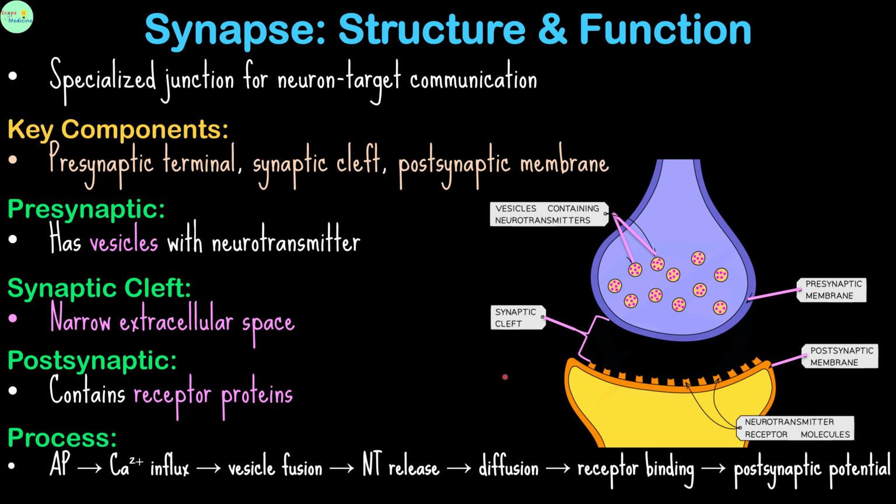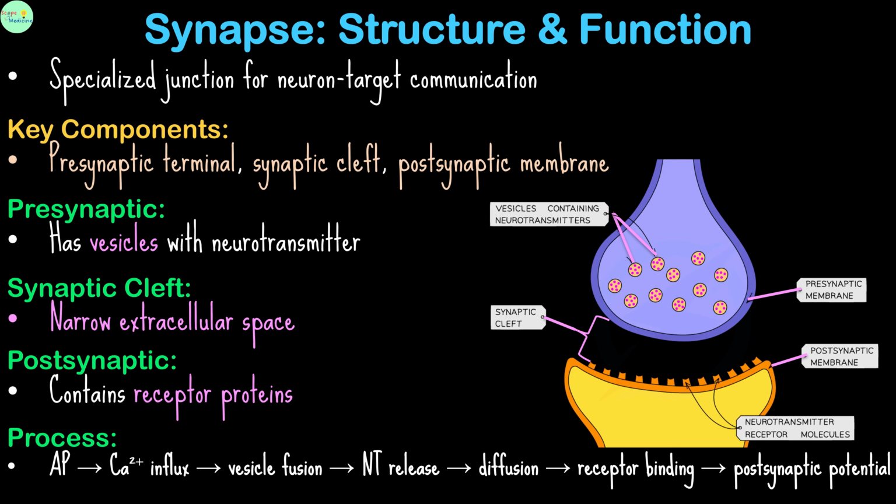The sequence of synaptic transmission is precise. An arriving action potential depolarizes the presynaptic terminal, opening voltage-gated calcium channels. Calcium influx causes synaptic vesicles to fuse with the membrane and release their neurotransmitter into the cleft. The neurotransmitter diffuses across and binds to receptors on the postsynaptic membrane. This binding directly or indirectly opens ion channels, generating a local change in membrane potential called a postsynaptic potential, which may be excitatory or inhibitory.